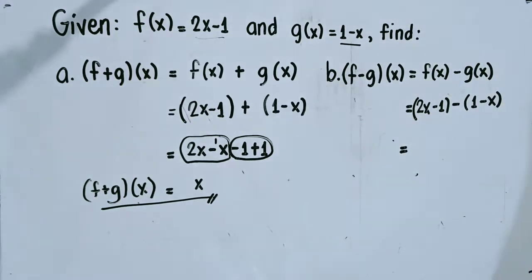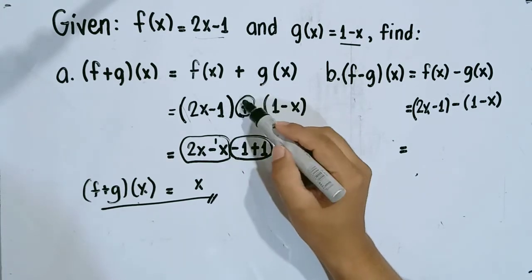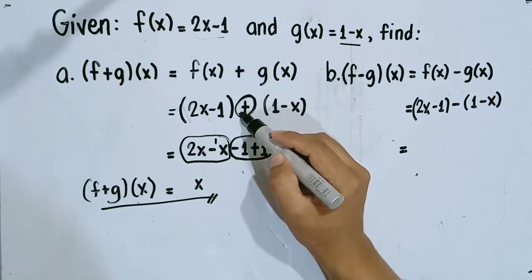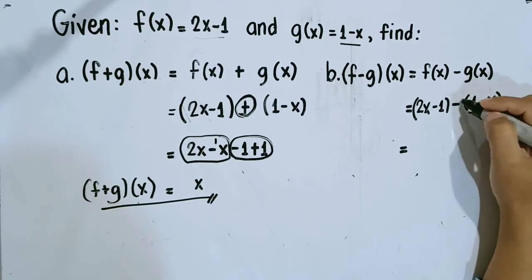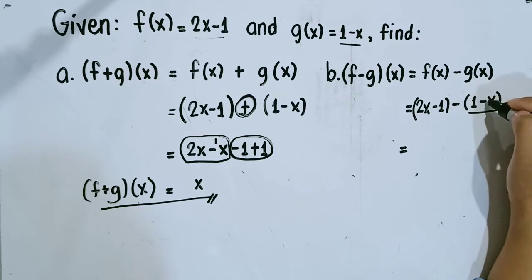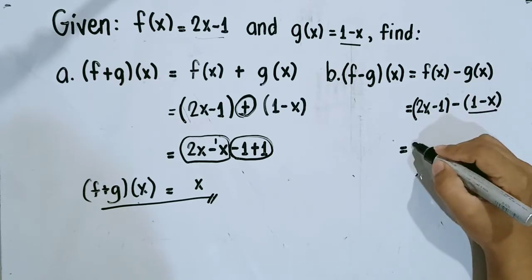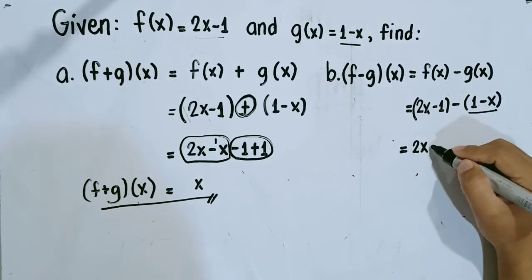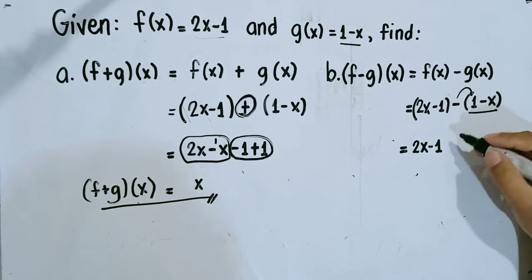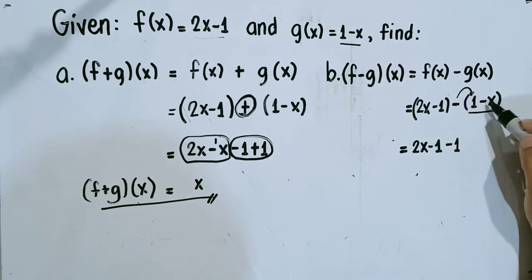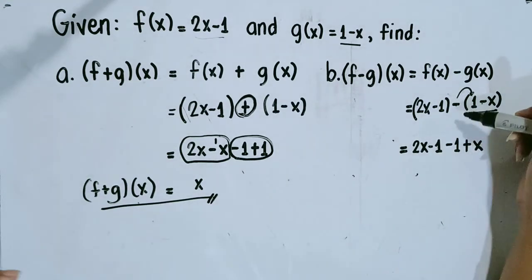Okay, next step. Here, in addition of functions, there is no problem in combining terms because the sign here is positive. However, in subtracting functions, we have to distribute the negative sign to this quantity because it's negative. So the signs of the terms here will be affected. So we will distribute the negative sign to this quantity. So let's do it. We have 2x minus 1. Negative times positive 1, we have negative 1. Negative times negative x, we have positive x. Okay, so we already distributed the negative sign.